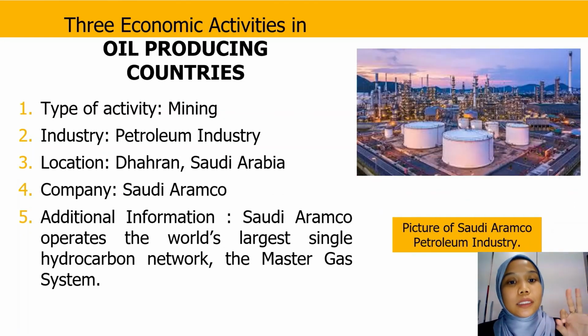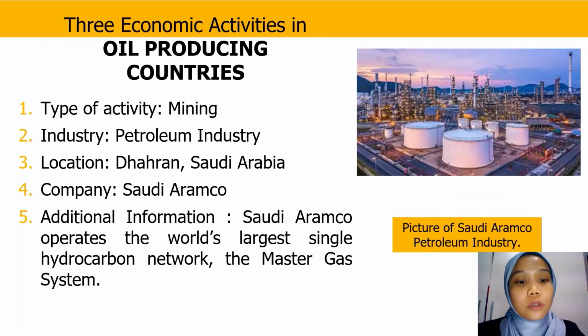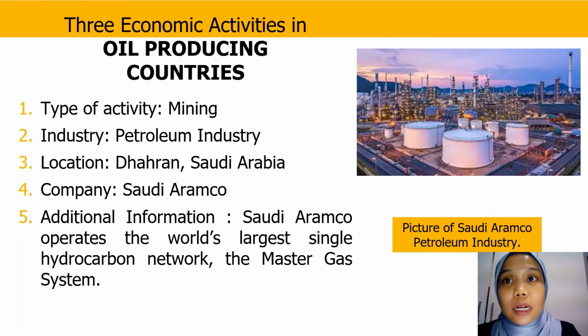Lastly, the third economic activity in oil-producing countries is mining activity in the petroleum industry, located in Dhahran, Saudi Arabia, and conducted by Saudi Aramco. Saudi Aramco operates the world's largest single hydrocarbon network, the Master Gas System. As additional information regarding Saudi Aramco, they are a leading producer of the energy and chemicals that drive global commerce and enhance the daily lives of people around the globe.